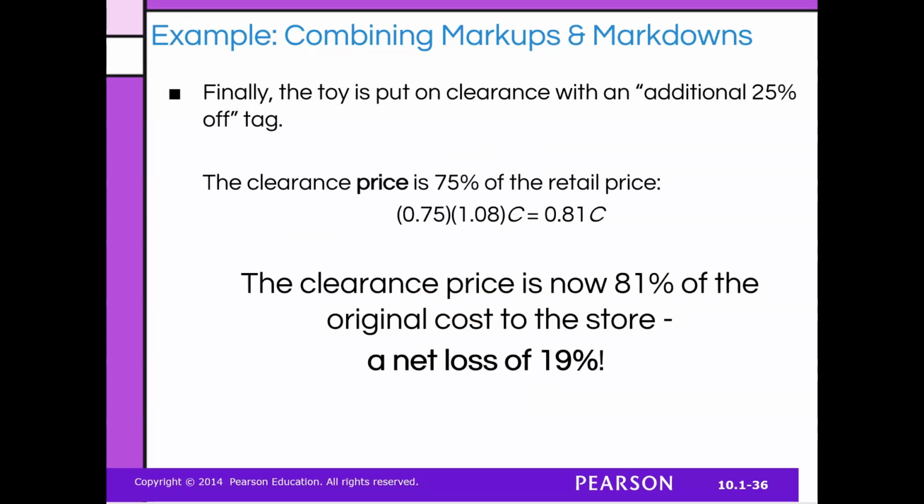Finally, they keep going. The toy is put on clearance with an additional 25% off. Now, if it's 25% off, that means it's 75%. So we have this original markup and then the Christmas markdown, and this is what the consumer is going to pay. Now we're left with 0.81 of the cost. When we lost that 1, that means we're not even breaking even. Remember, C is the cost. We're taking a decimal of that cost. So the clearance price is now about 80% of the original cost. So now they're losing 19%.